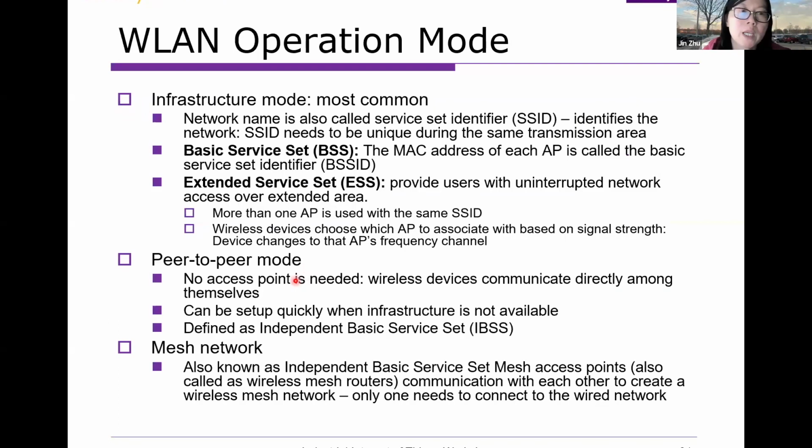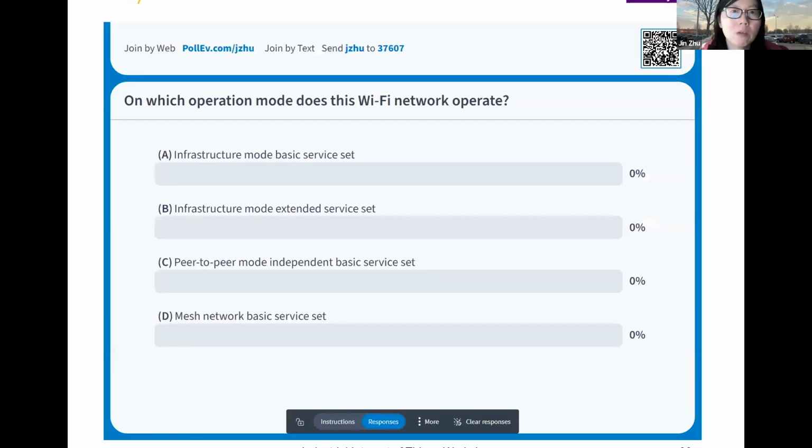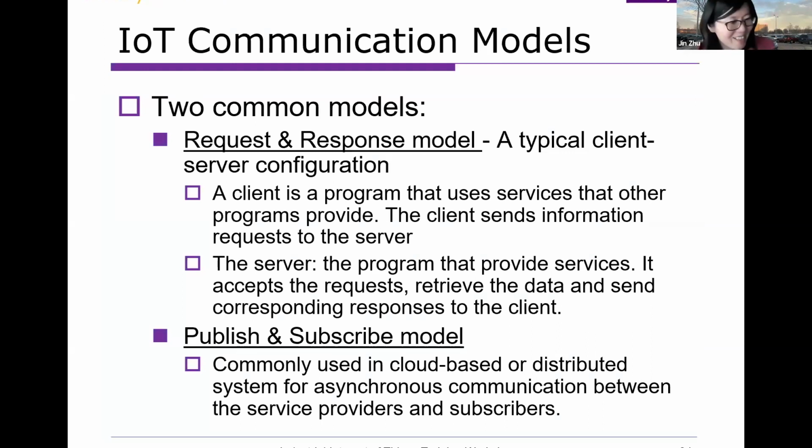They could also work in the peer-to-peer mode, or the ad hoc mode. Another one is the mesh network. They also support wireless mesh routers. In that case, only one of the routers needs to have the connection to the wired network, and the other routers can communicate wirelessly and create a mesh network. So these are some of the wireless LAN operation modes. We don't have time for more.